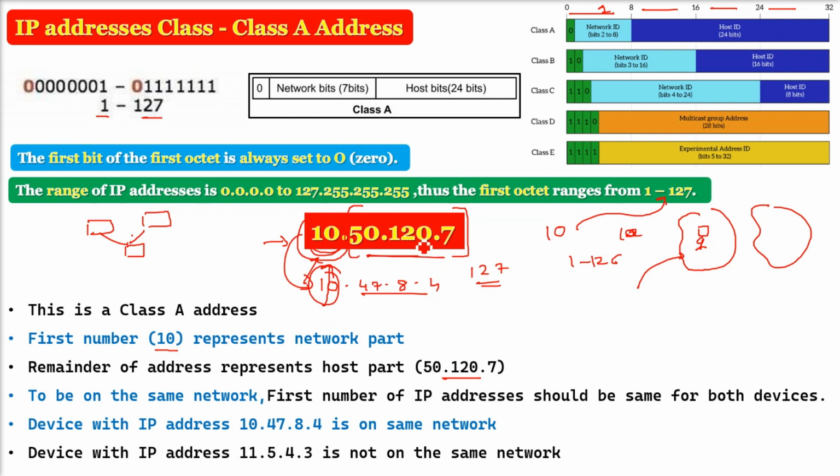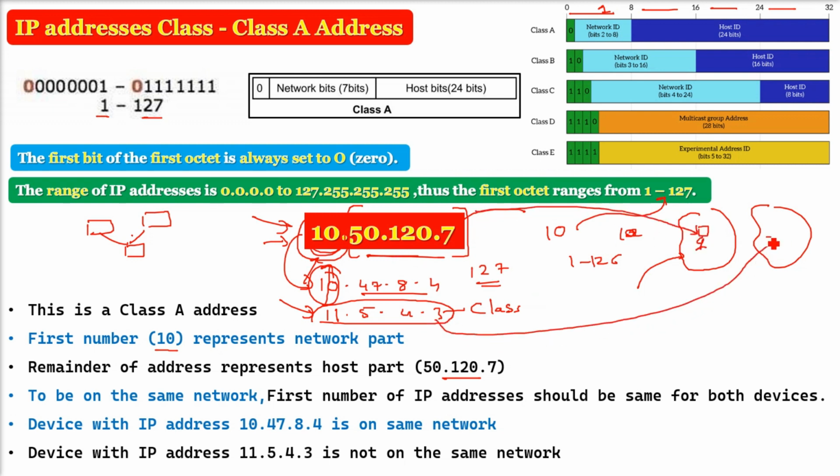Don't worry about the next three octets. If I write 11.5.4.3, if we see the first octet, the first decimal number, one is 10, one is 11. So this 11.5.4.3 does not belong to the same network as 10.50.120.7. Okay. So if 10 is in this network, 11 will be in some other network.